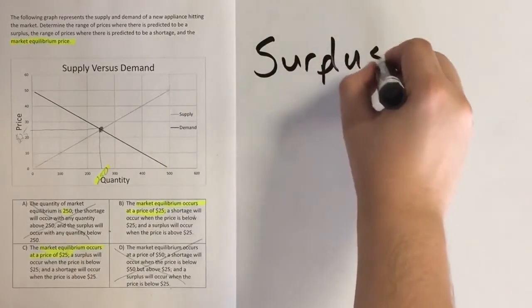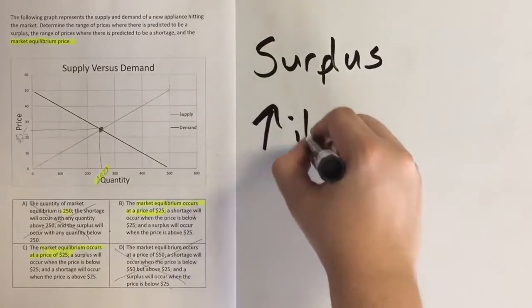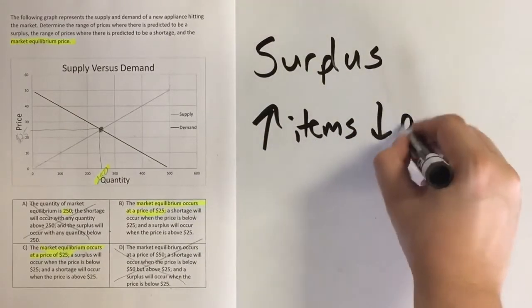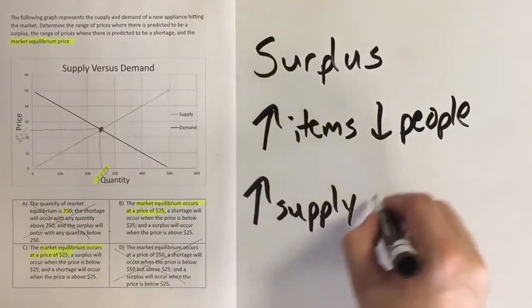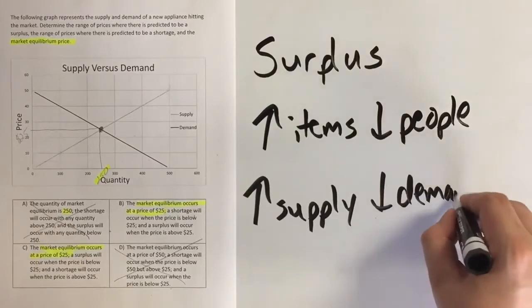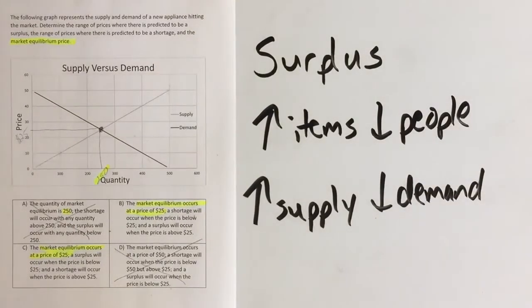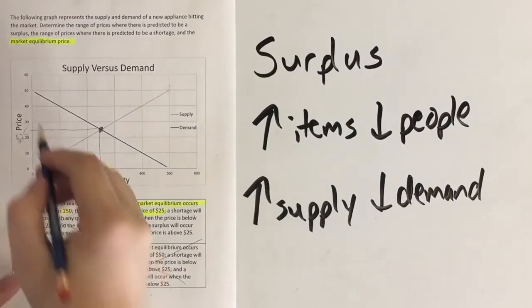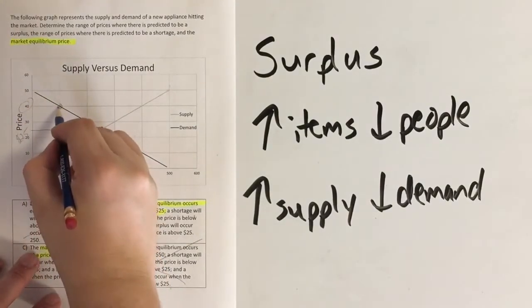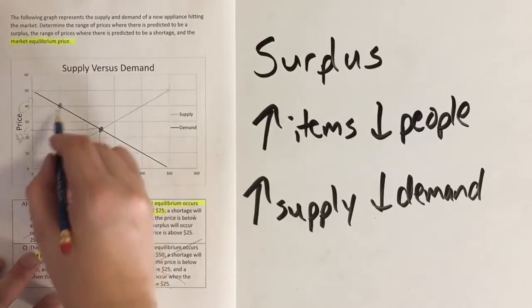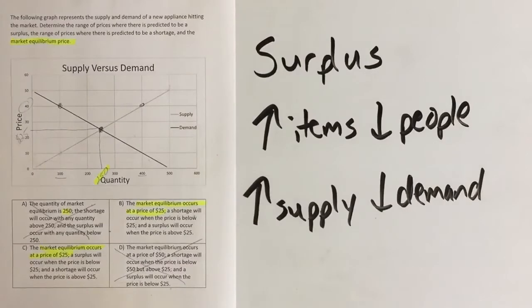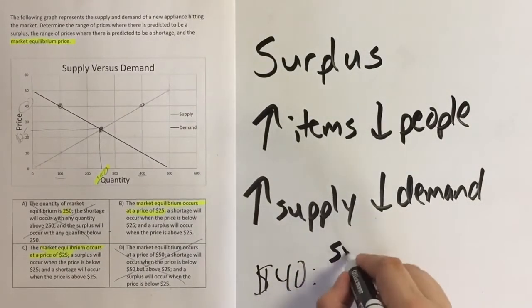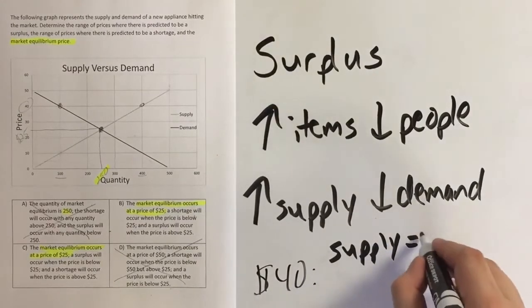As I said before, a surplus is when there is more of an item created than people that want to buy it. So this means that the supply of that product is higher than the demand of that product. For example, at $40, the demand is 100, while the supply is 400. This is a surplus because people only want to buy 100 of that item, but the company has created 400 of that item.